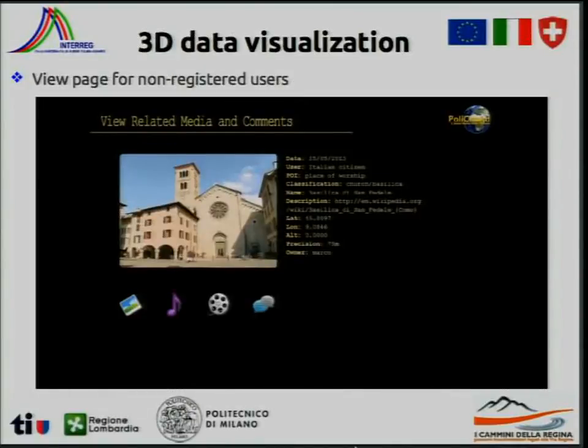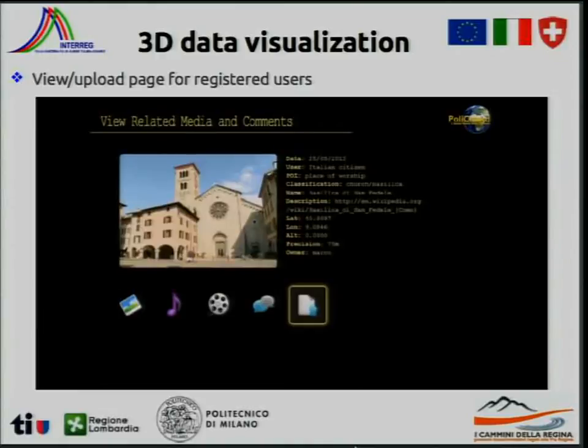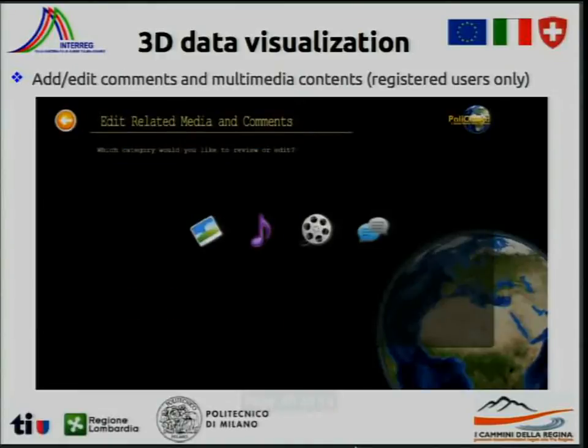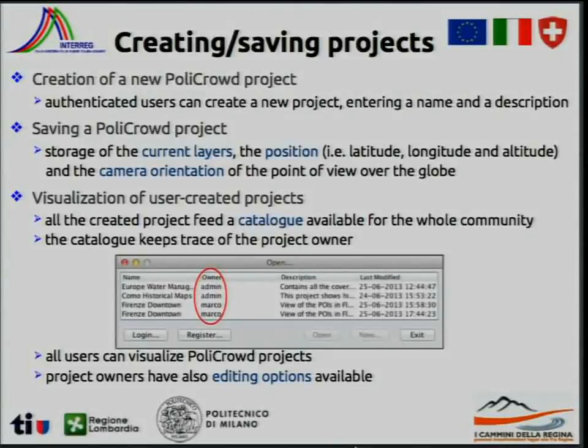This is an example of a web page of a point of interest for non-registered users, while this is the corresponding one for registered users. You see that there is this button which allows registered users to add, for instance, an image, an audio file, a video file, or to enter a comment about a point of interest. Registered users can also create and save projects, and when I say save project, I mean save not just the list of all the available layers, but also all the contextual information, for instance, the position and the camera orientation of the point of view over the globe. All the saved projects are stored in a catalog. All the users can access these projects, but of course only the owner of a project can then modify it.